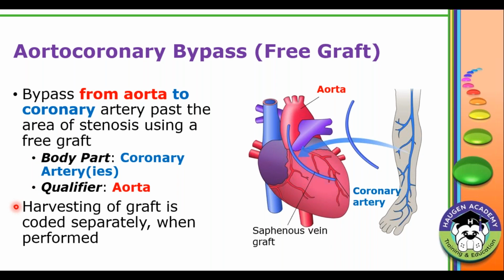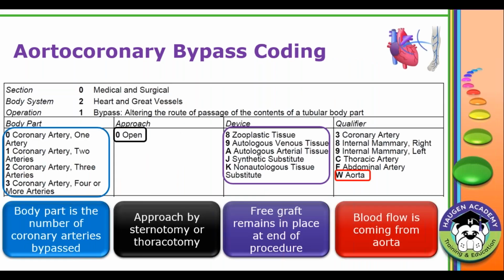This says when performed. That just means that sometimes it could be taken from a cadaver. In rare instances, you could have a patient who has a synthetic graft, in which case you're obviously not coding a harvest. But let's look at the coding and the table for this.